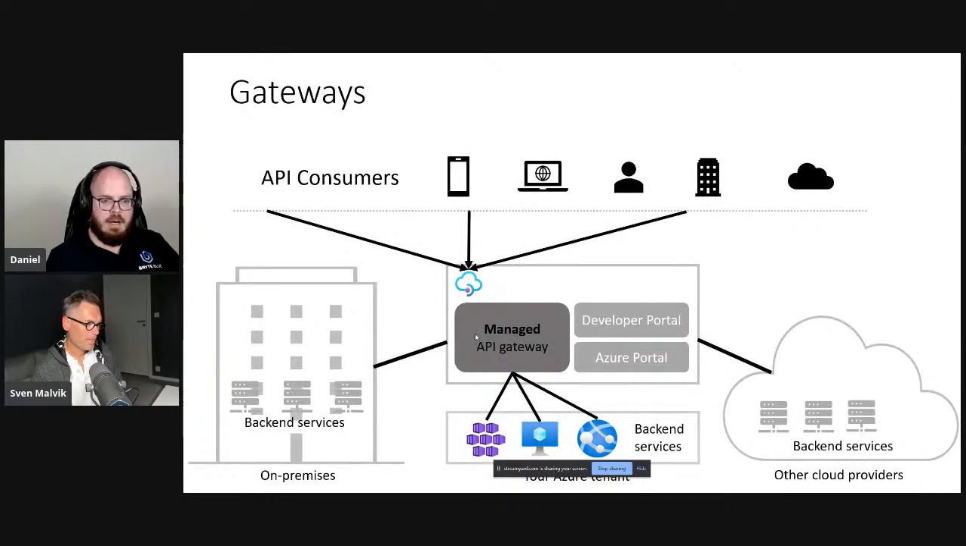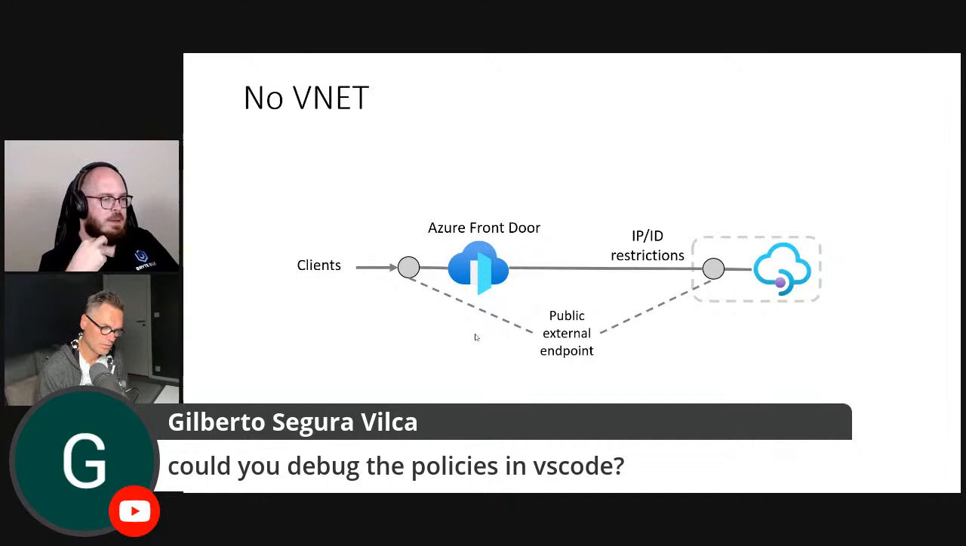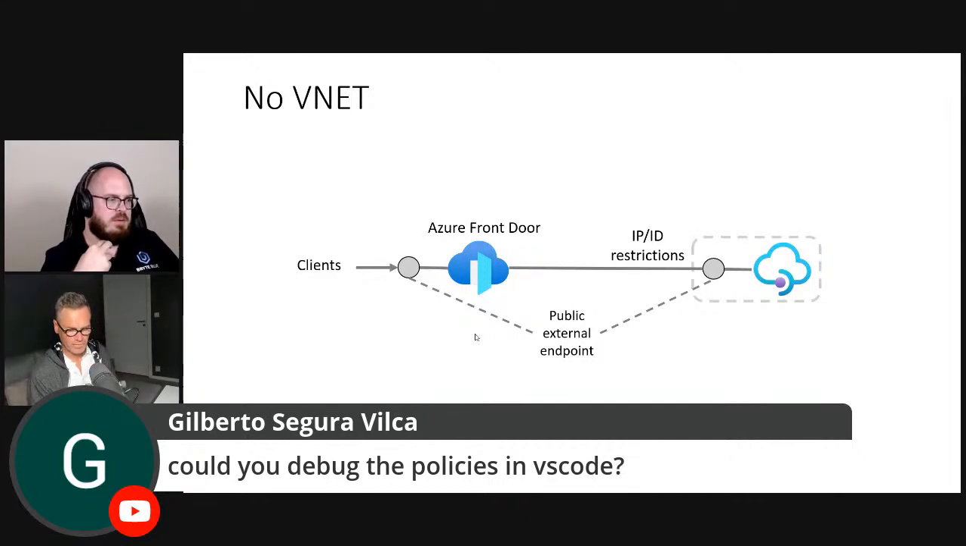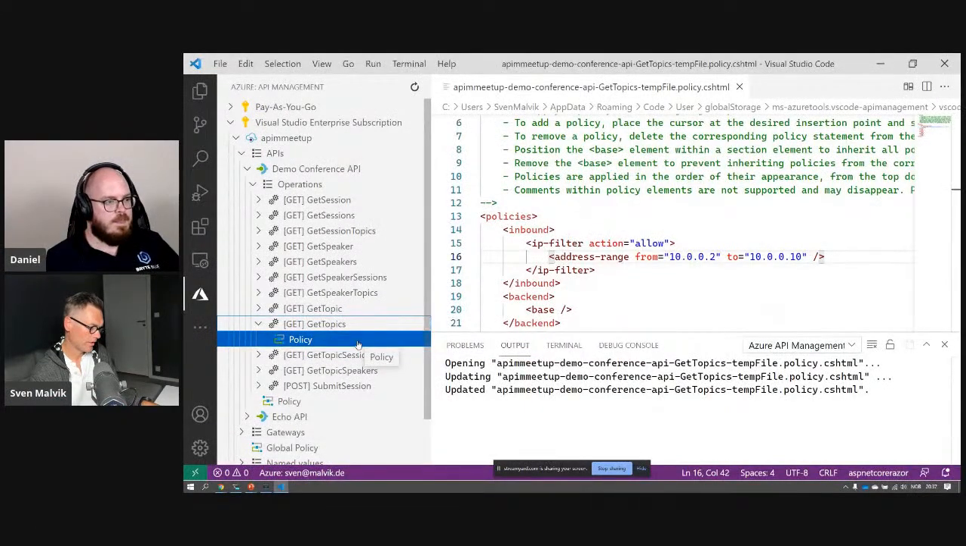All right. And then I see one other question that hops into your previous part: if you can debug the policies in VS Code. And I thought that you said you could, right? Yeah, you can. Okay. You can debug them. You can basically right click here. No, sorry.